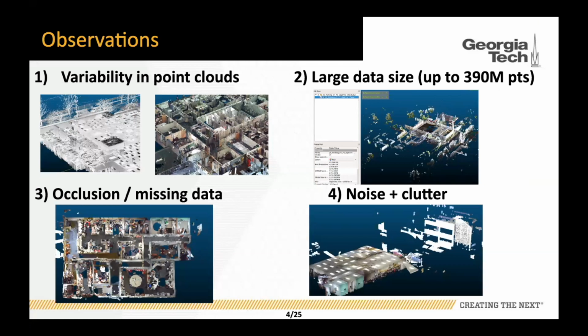We also have the problem of occlusion and missing data. Due to furniture and other clutter in the environment, that could lead to occlusion in the point cloud data, so it's not always complete. Finally, we have the problem of noise and clutter. Sometimes the laser scanner will acquire points that are outside of the main building, and those have to be removed as part of the point cloud processing algorithm.